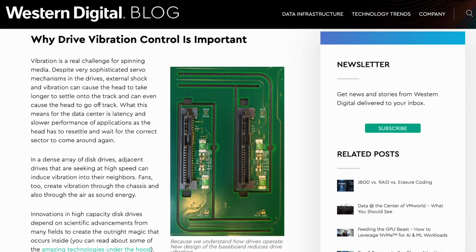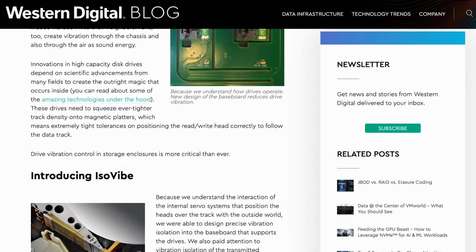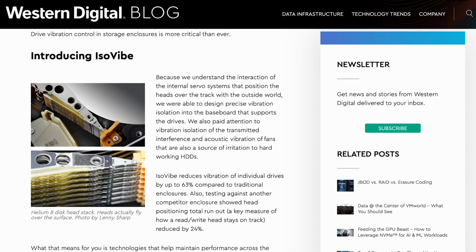Yes, as you rightly say, shock and vibration is really the enemy of hard drive performance. Most of the capacity increases that we've seen in recent years have been squeezing the tracks together. And so it just gets more challenging. So what we have is a patented series of precise cuts in the baseboard that provide a kind of suspension for the drive. This isolates the drive from vibration from the outside, but it also reduces the amount of vibration that each drive emits to its neighbor. The amount of vibration is reduced by about 60%.